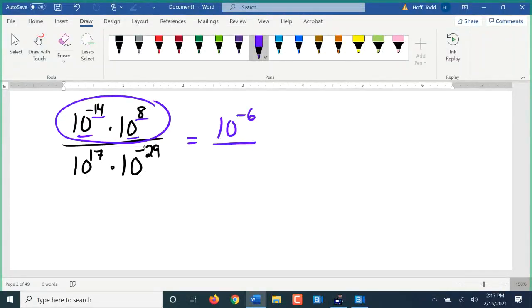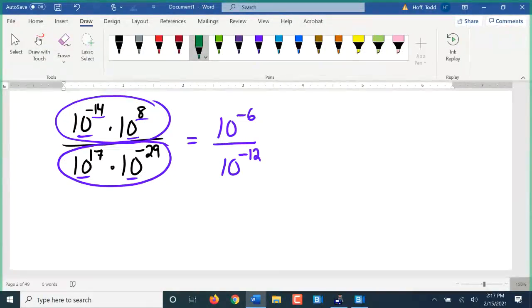Now we have to do everything on the bottom. 10 to the 17th times 10 to the negative 29th. Again, they have the same base. They're both 10s. We're multiplying, so we're going to add the powers. 17 plus negative 29 is a negative 12.